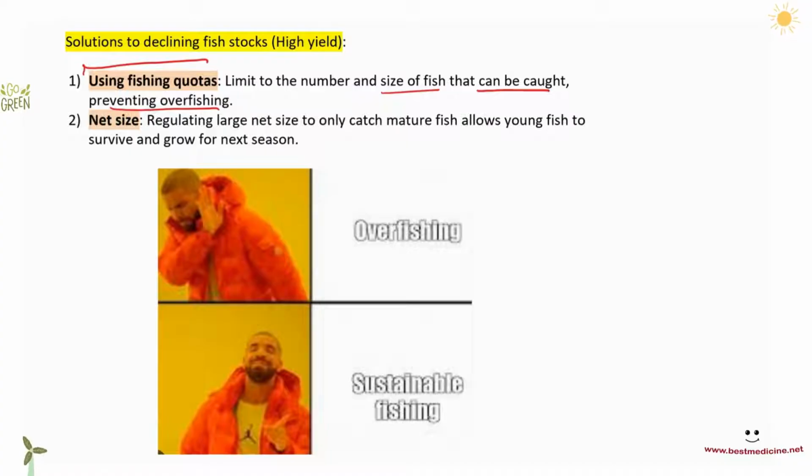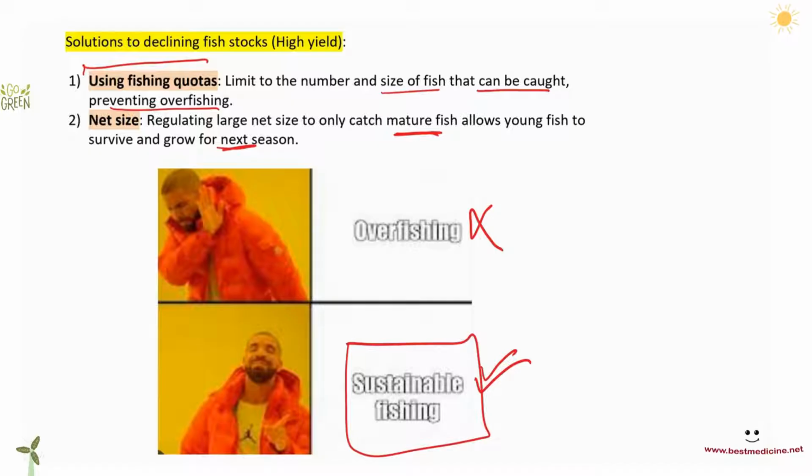Number 2 is net size. Net size means regulating large net size only to catch mature fish, right? And allow the young fish to survive and grow for next season. Okay? So say no to overfishing, say yes to sustainable fishing. Fishing is okay as long as you're doing it sustainably by having fishing quotas, fishing seasons, and a good standardized net size.